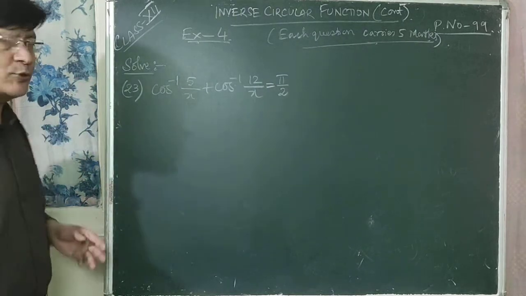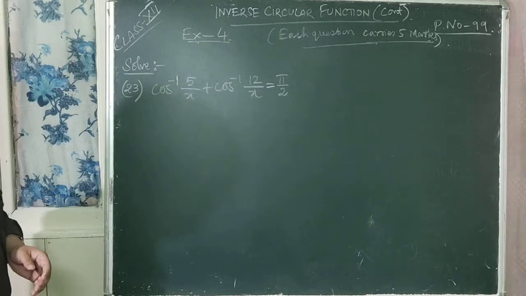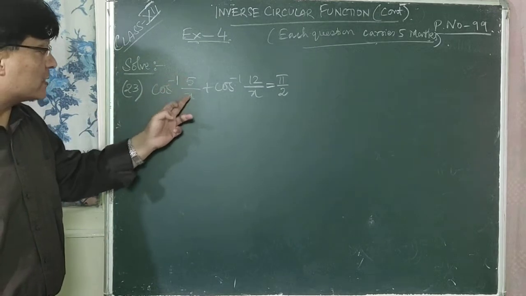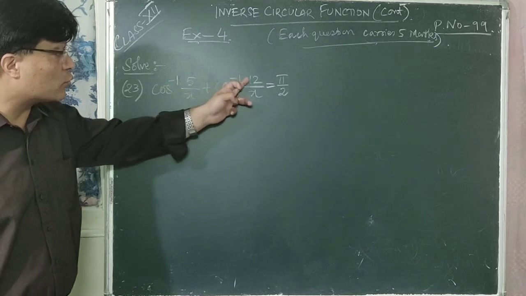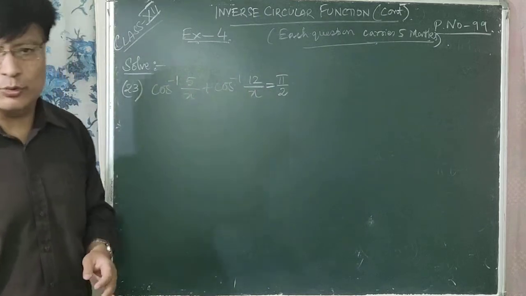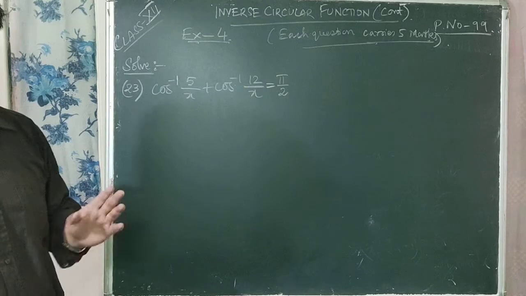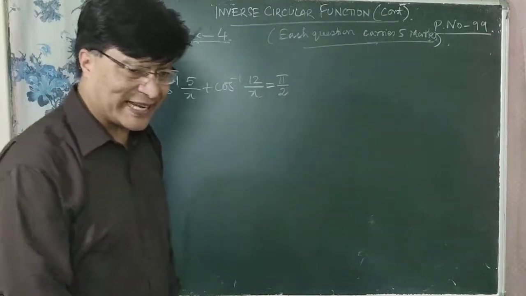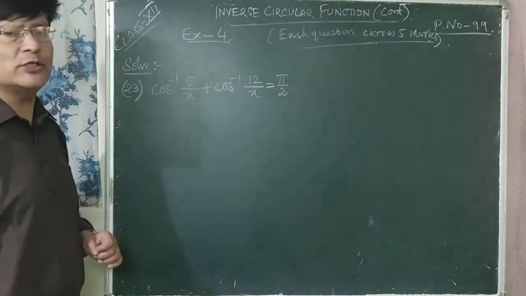Now let us solve question number 23. It is given that cos inverse 5 by x plus cos inverse 12 upon x is equal to pi by 2. You have to solve it. You have to get the value for x. Okay. So there is a technique in order to solve this equation.